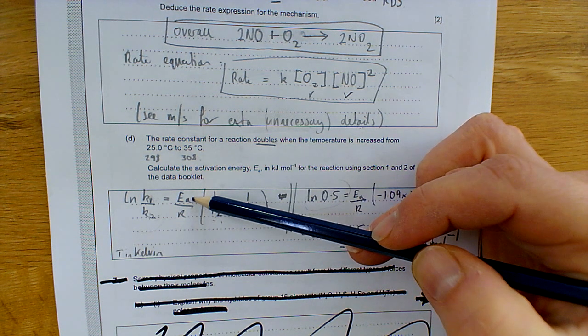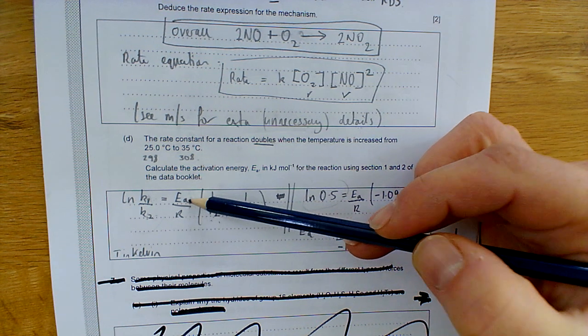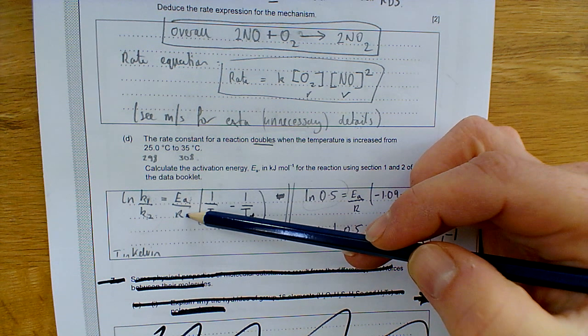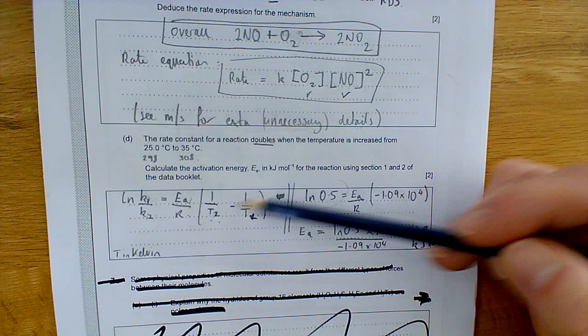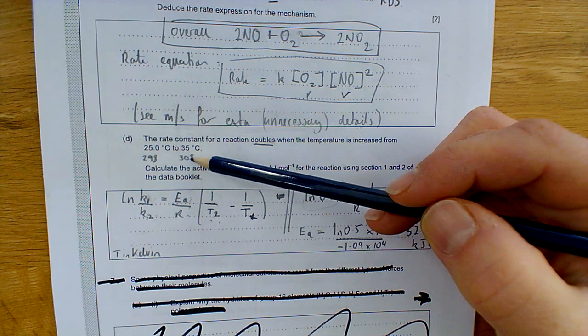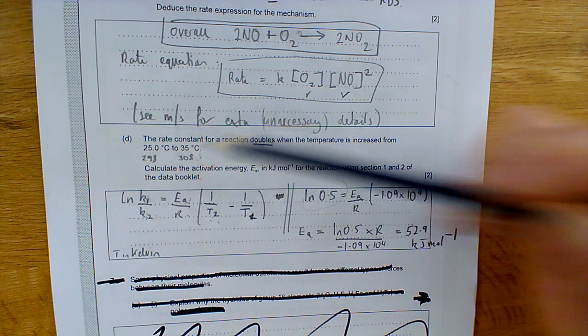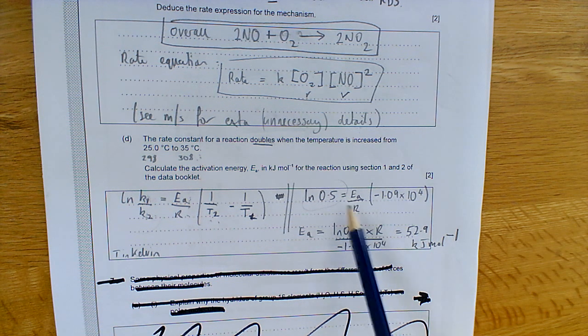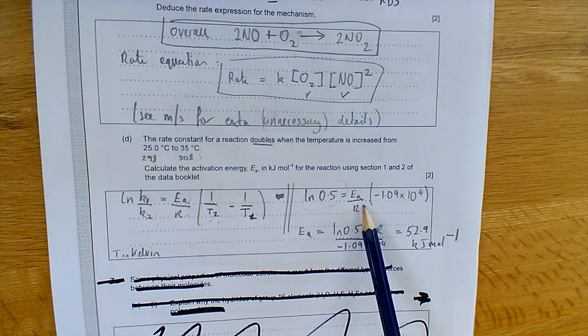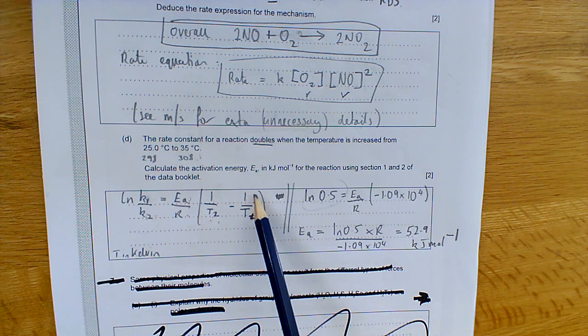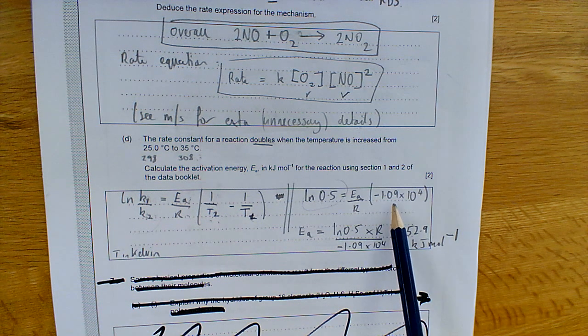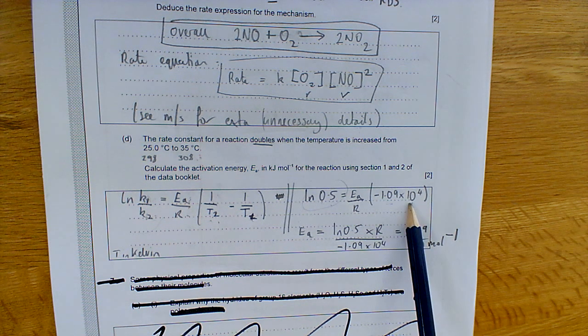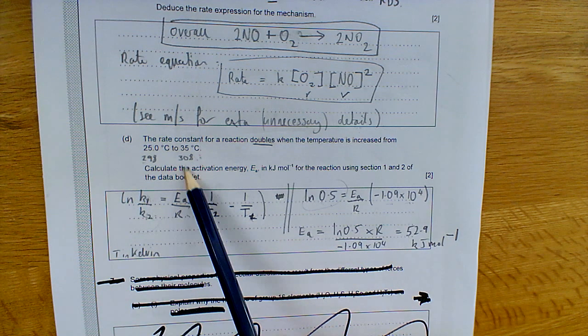The activation energy is what we're trying to find out, so we'll rearrange to make that the subject of the equation shortly. R is the gas constant, which is in the data book, and then the equation has 1 over T2 minus 1 over T1. The 2 temperatures in Kelvin, of course, are 298 and 308. I haven't rearranged at this point, I just plugged in the numbers, so ln 0.5 is equal to EA over R, times 1 over T2 take away 1 over T1, which comes to minus 1.09 times 10 to the 4, if you use those temperatures in Kelvin.